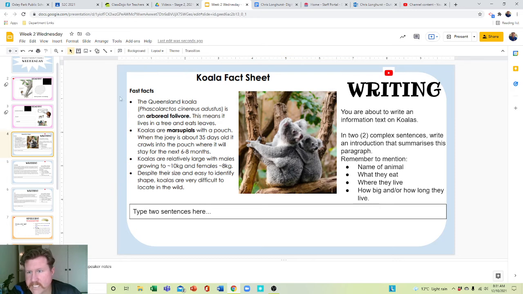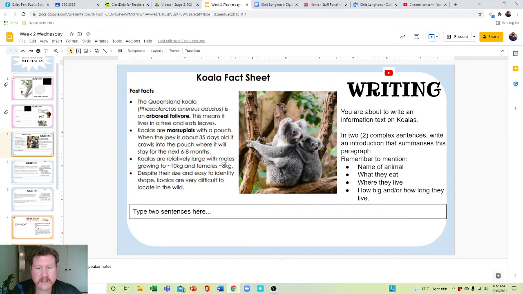But fast facts. The Queensland koala, Latin again, Phascolarctos cinereus adustus, I probably pronounced that incorrectly for sure, is an arboreal folivore. This means it lives in a tree and eats leaves. So arboreal, arbor, means trees. Folivore, which is foliage, eats leaves. Koalas are marsupials with a pouch. When the joey is about 35 days old, it crawls into the pouch where it will stay for the next 6 to 8 months.